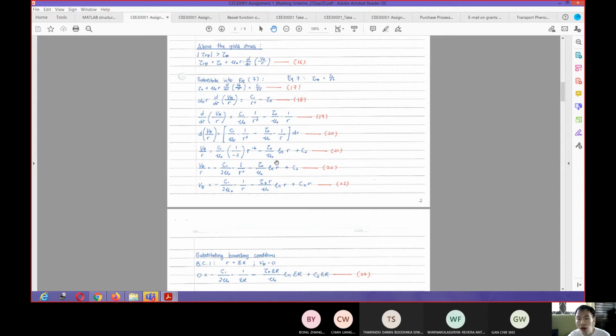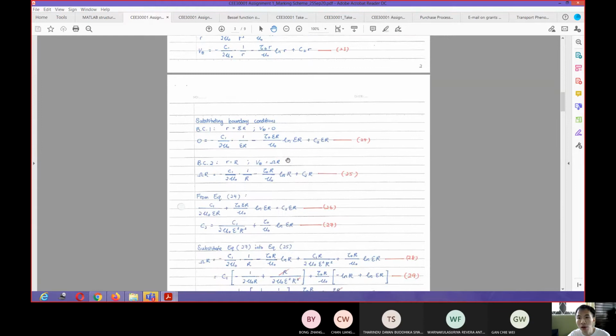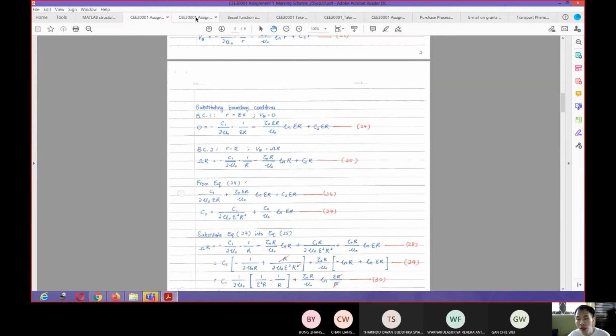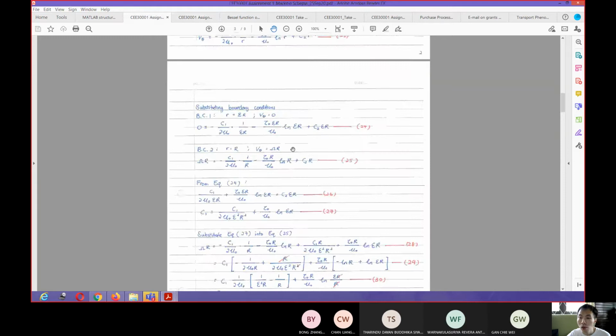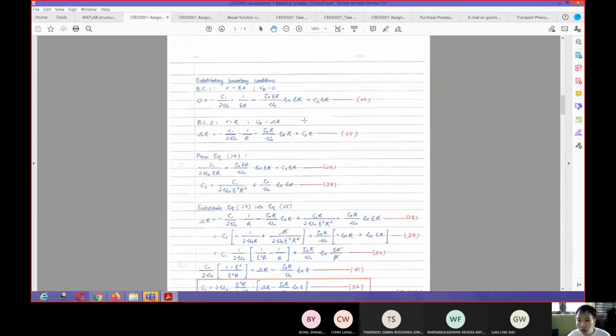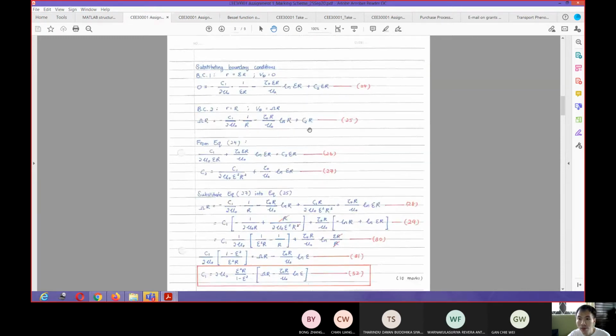Then you know that you have a ln r term that basically appears in here. Then it's the same again. You substitute the boundary conditions that you get for the first conditions again. Once you put in the boundary conditions, then you will be able to get your C1 and C2. But of course, it will not be direct. It will involve several steps that you need to cross-check again carefully.